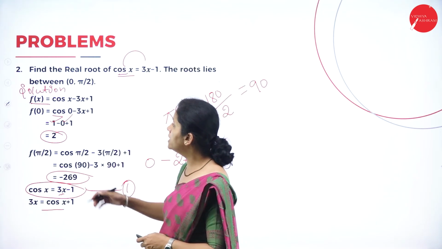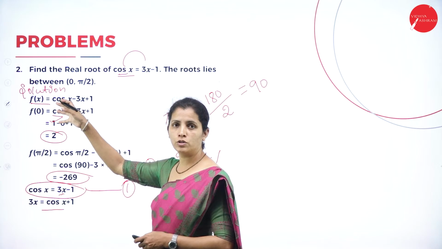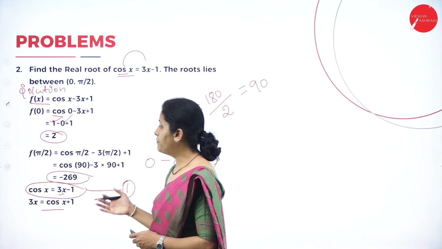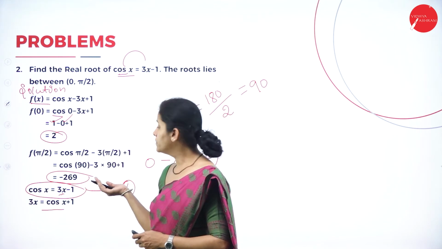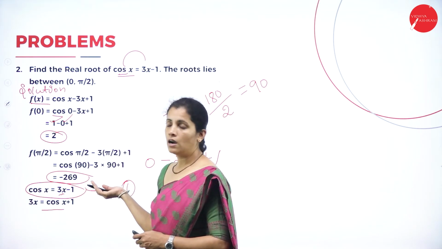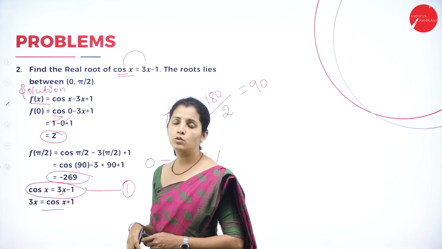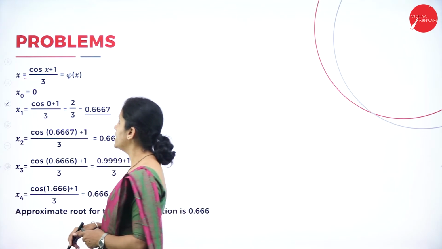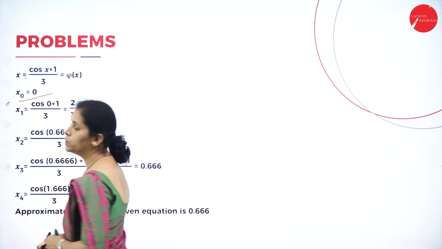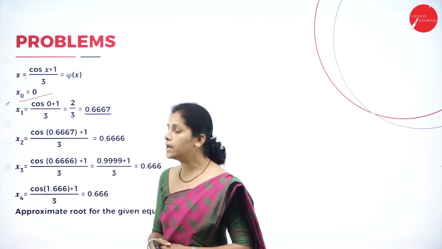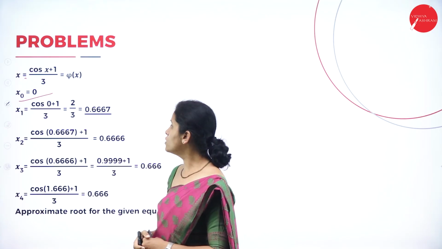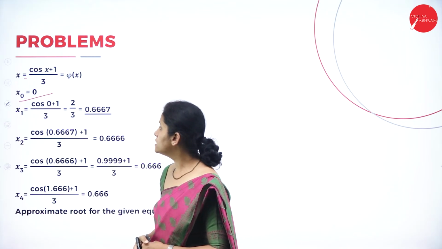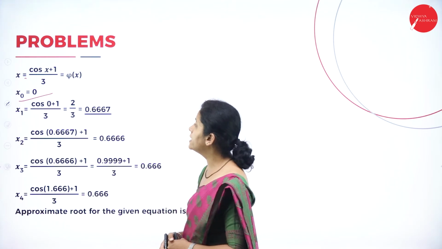Now, dear student, when I substituted 0, I got a positive answer, and when I substituted 90, I got a negative answer. And I want to consider only the positive root. For that reason, I'm going to take x naught equal to 0. Now, x1 equals cos of 0 plus 1. So, cos of 0 is 1, plus 1, 2 divided by 3.